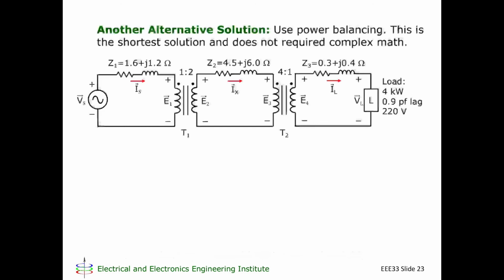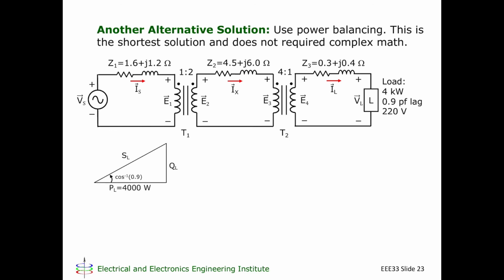Now here's a final alternative solution. This is the second alternative solution which I'm showing. The first was successively using KVL, turns ratio and KVL. The second was referring everything from the right side to the left side. Now we're going to use power balancing. I claim this is the shortest solution, and the nice thing about this solution is it does not require any complex math. Okay, so let's go back to the power triangle of the load.